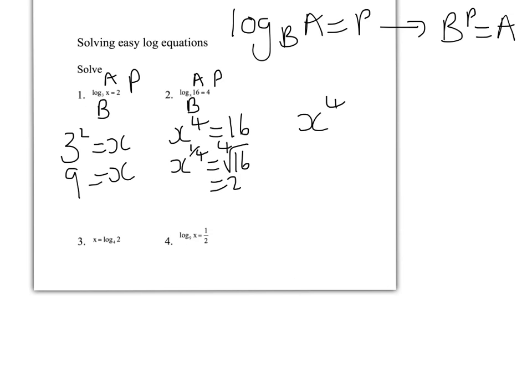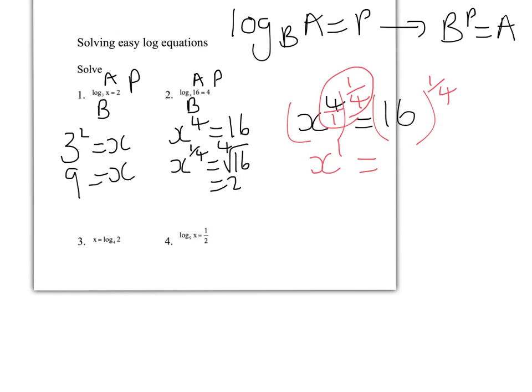I'm going to show you another little trick which is quite useful. What you can do is, if you think of it as 4 over 1, you can just flip the power, because 4 over 1 times 1/4 will leave you with x to the 1, and 16 to the quarter is obviously 2.